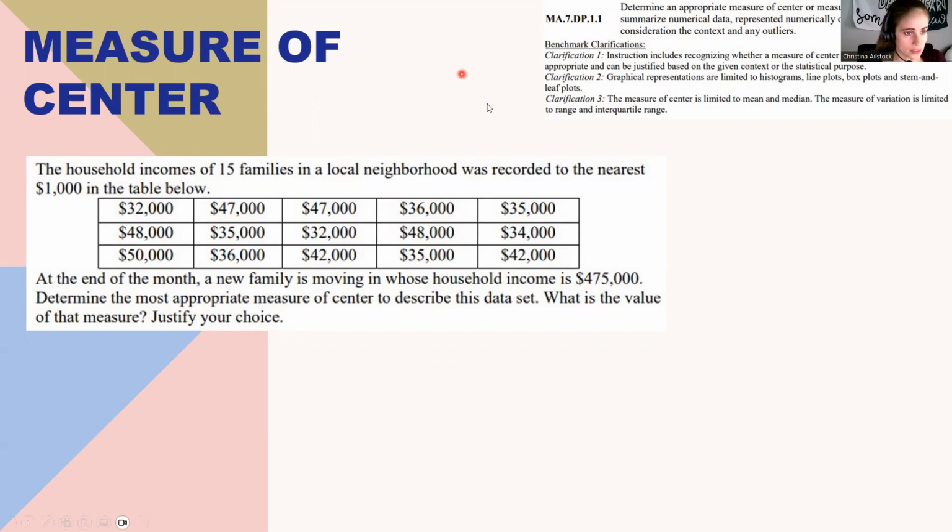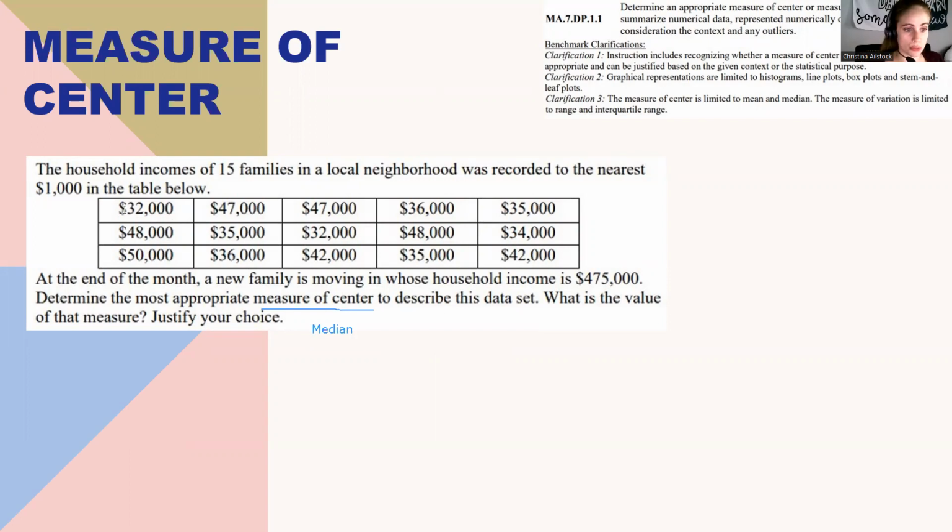And that right there is what I've done for the first part. It says determine the most appropriate measure of center. We just determined that that is going to be our median. Now we need to find the value of that measure. To find the median, our middle number, we need to put all of our values in order from least to greatest.